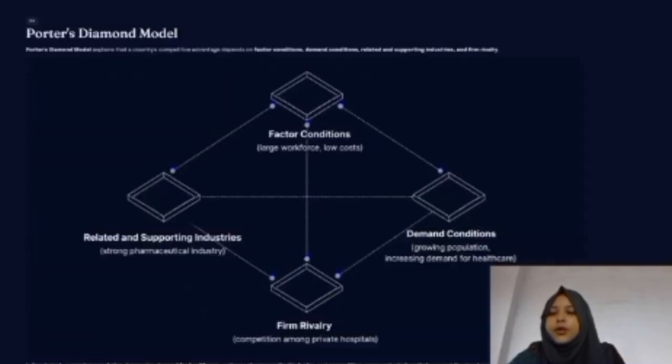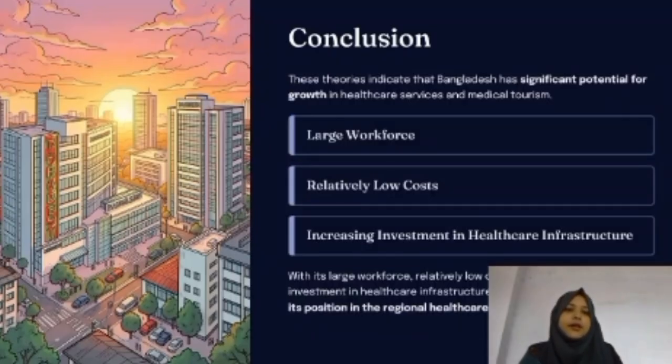Then Porter's diamond model. Porter's diamond model explains that a country's competitive advantage depends on factor conditions, demand conditions, related and supporting industries, and firm strategy. In Bangladesh, a growing population, increasing demand for healthcare, a strong pharmaceutical industry, and competition among private hospitals support the development of the healthcare sector. Conclusion in healthcare service and medical tourism.